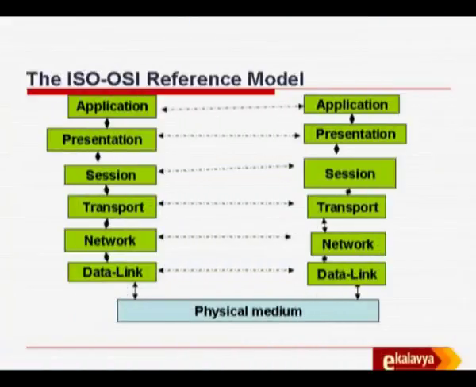The meaningful interpretation of that information at the receiving node and the meaningful compilation of that information which is to be transmitted is the job of all the three layers at the top. This is in a nutshell how logically you should view the seven-layered model. Imagine that there is one node on the left-hand side and the other node on the right-hand side.